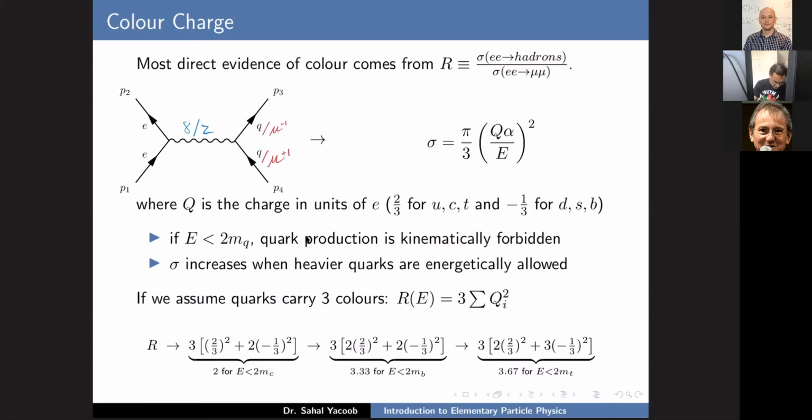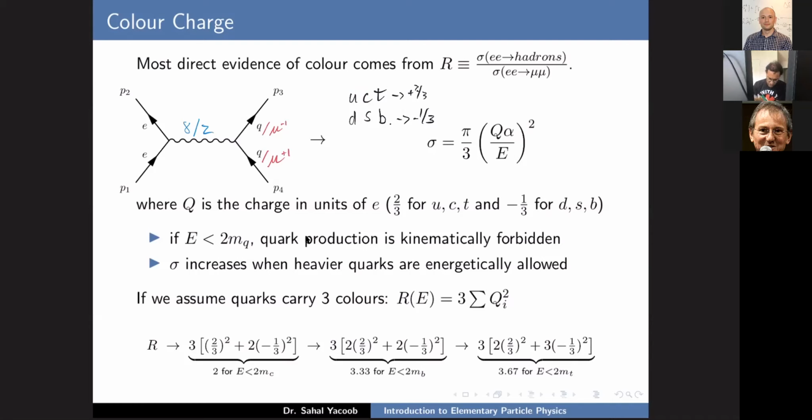So maybe I should write that down. Remember, we have our quarks that are U, C, T and D, S, B. These are charge +2/3, and these are charge -1/3. Something else that's important is that these first two quarks are very light.